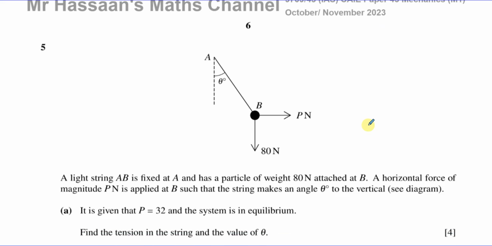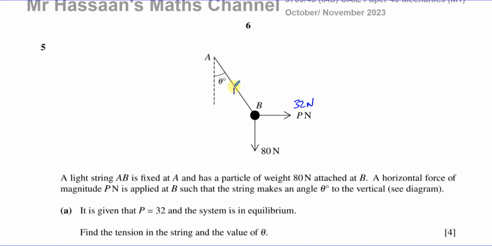We have a light string AB fixed at A, with a particle of weight 80 newtons attached at B. A horizontal force of magnitude P is applied at B such that the string makes an angle of theta to the vertical, as shown in the diagram. It's given that P is equal to 32 newtons, and the system is in equilibrium. Find the tension in the string and the value of theta.